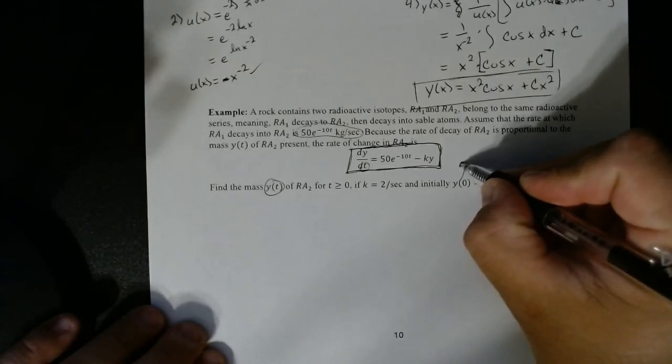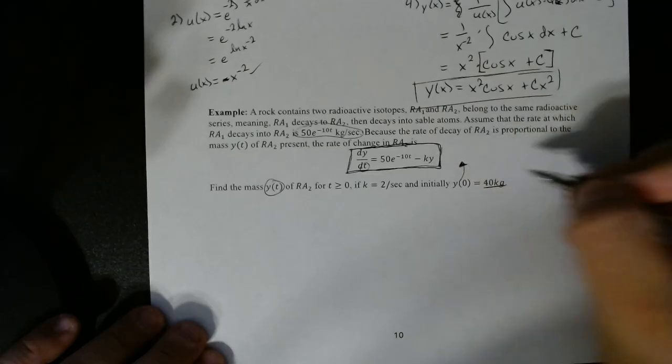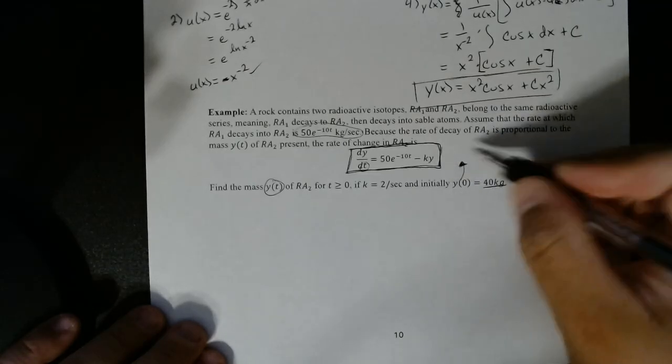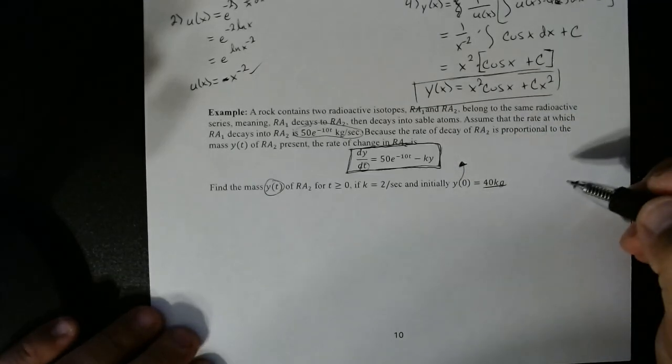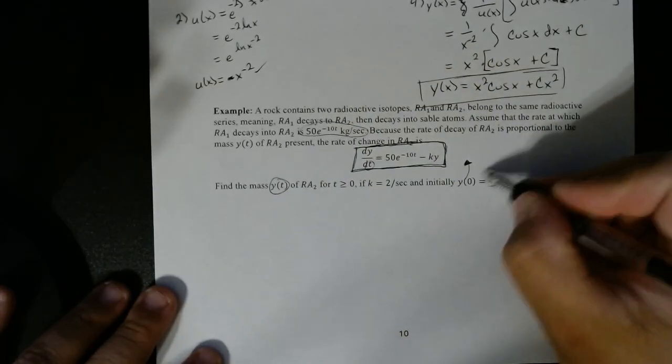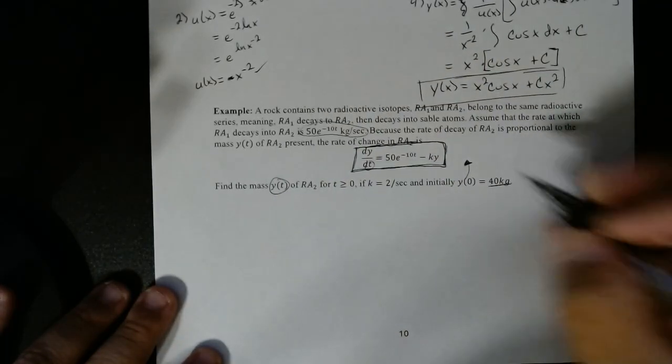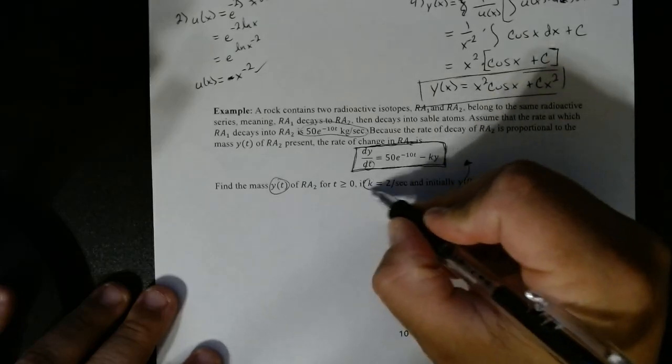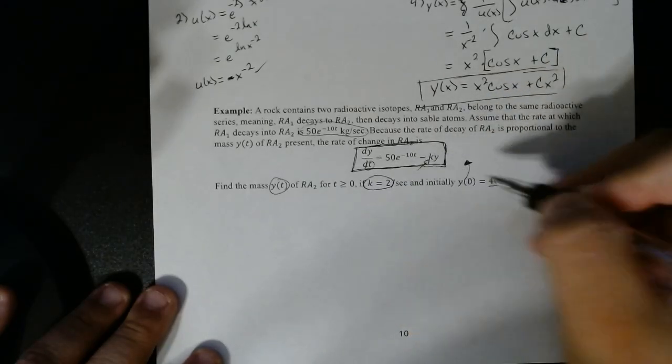So we have a linear differential equation and we're going to solve for its initial condition. So we have an initial value problem. Let's bring everything over, because now we have to do one extra step, which is to find our c value here because we have an initial condition. We're also told that k is equal to 2, so that's what we're going to plug in right here.